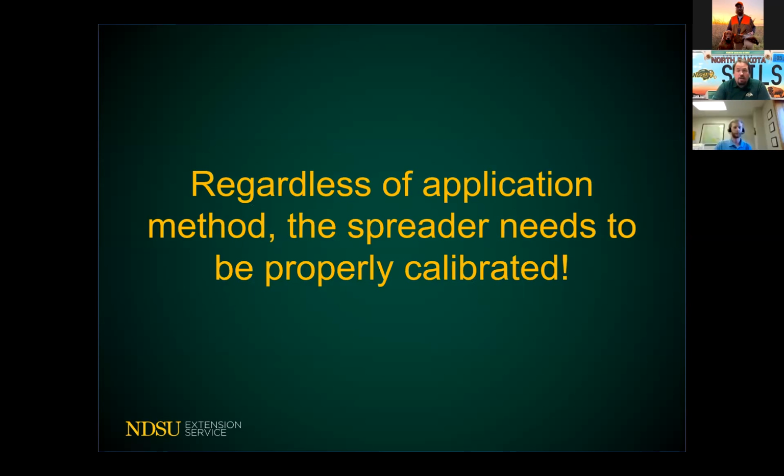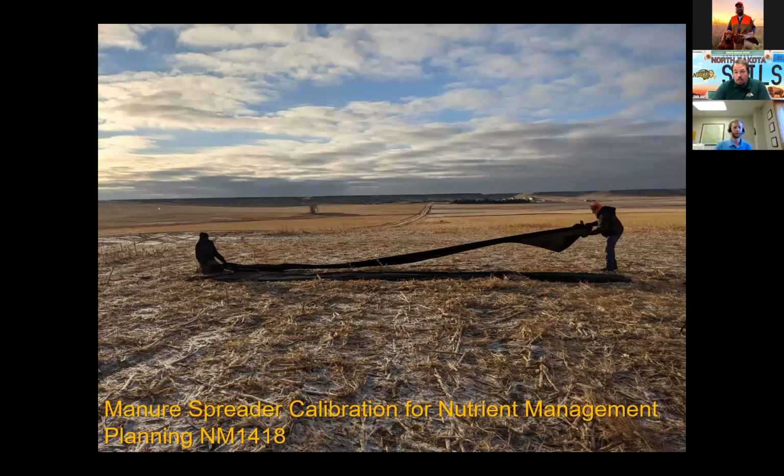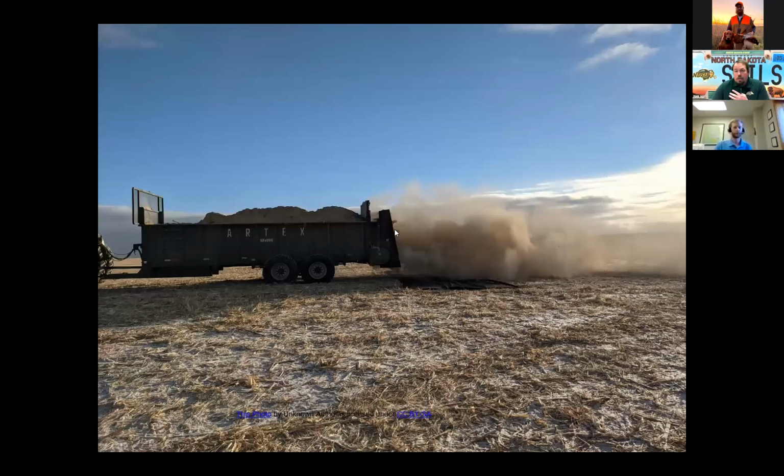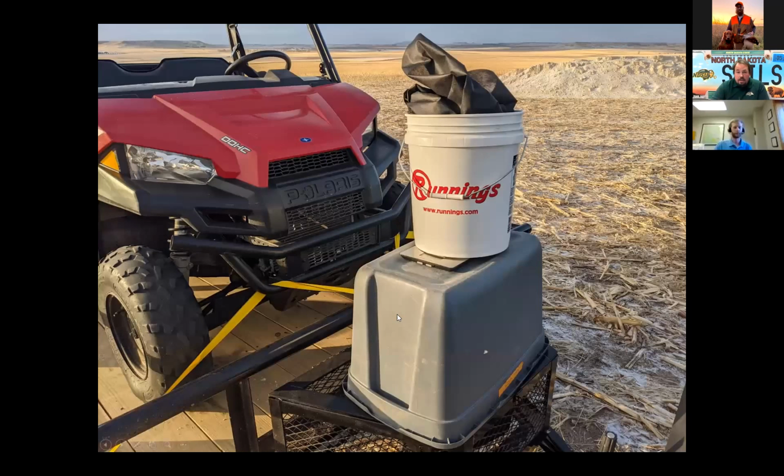And so regardless of your application method, you need to calibrate your spreader properly. And so what we've been doing with our calibration, we've been doing the sheet method. There's the Nutrient Management 1418 publication that NDSU has that talks about this. But essentially, you put a sheet out, you know what that square footage is of the sheet. You drive over the sheet, be sure to anchor it down because it can blow away on you. And then you weigh it in a scale. So you have the initial weight with no lime. You can figure out how many pounds of lime is on that sheet, the square area. And from there, you can calculate what your application rate is.